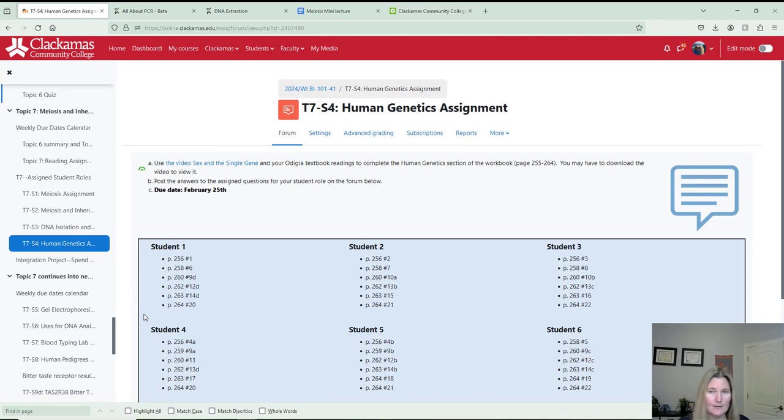And then finally, we have our human genetics. So in the previous activity, T7S2, we looked at dog genetics and things like that. So this one, we're going to focus on human genetics. So we'll look at things like polygenic inheritance, basically traits that have more than one gene involved.